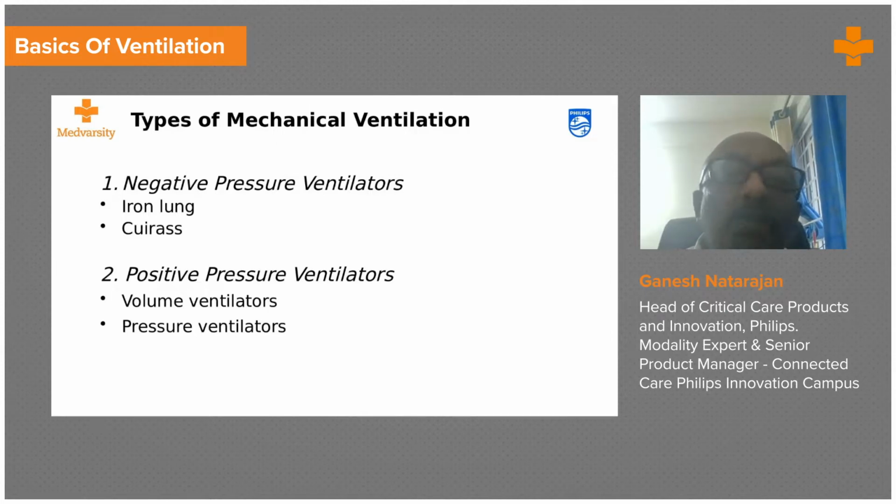Now, the types of mechanical ventilation that we can do. First one is negative pressure ventilation, an example of this being the iron lung. And then you have the positive pressure ventilator, which could be either volume, pressure, or a combination of volume and pressure.